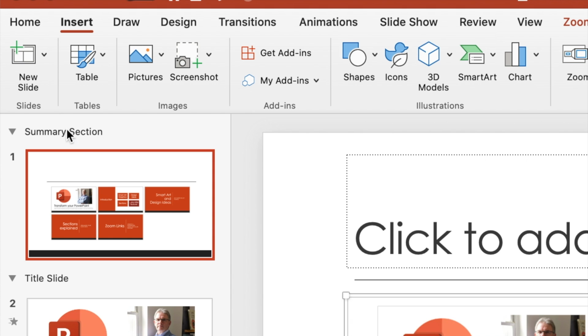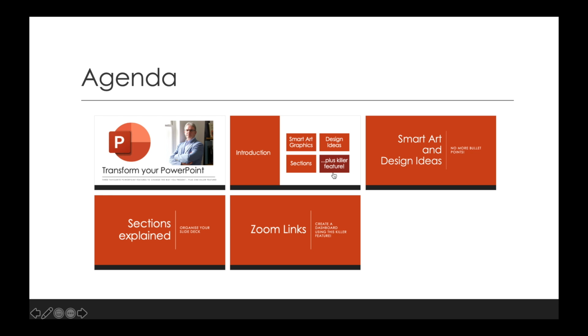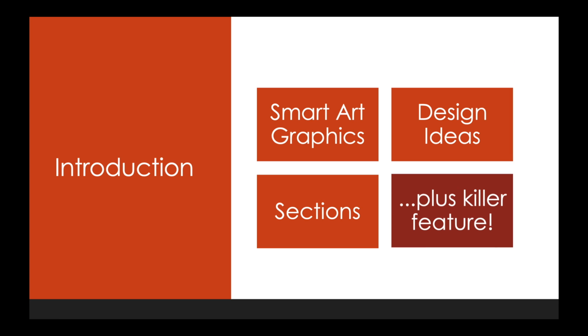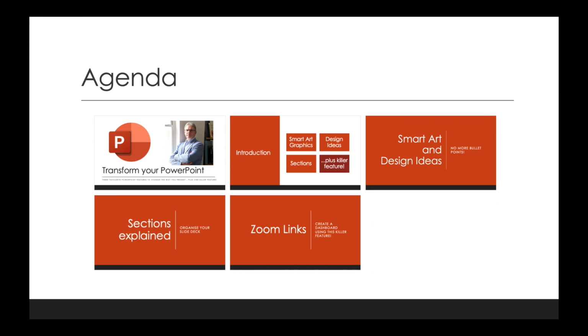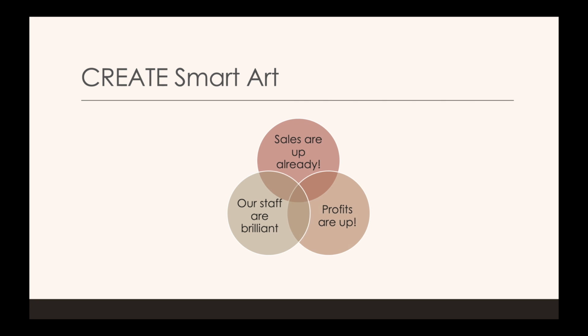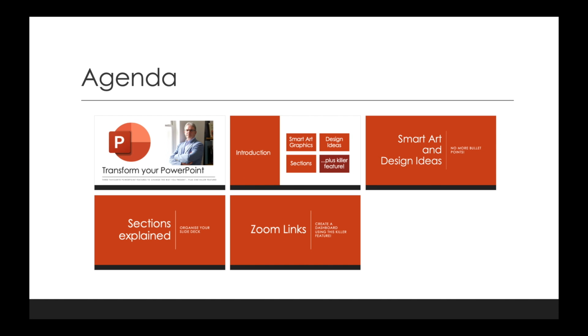So there you can see it's created a new section at the start called Summary Section. It's created a new slide number 1, and let's just call that Agenda. So now if we go into presentation mode, each of these shortcuts takes me to a different section in the presentation, and when it's finished that section, it comes right back to our agenda. Let's test that again. Perfect.